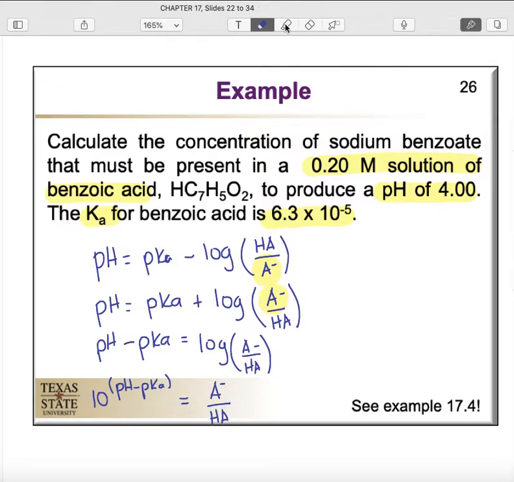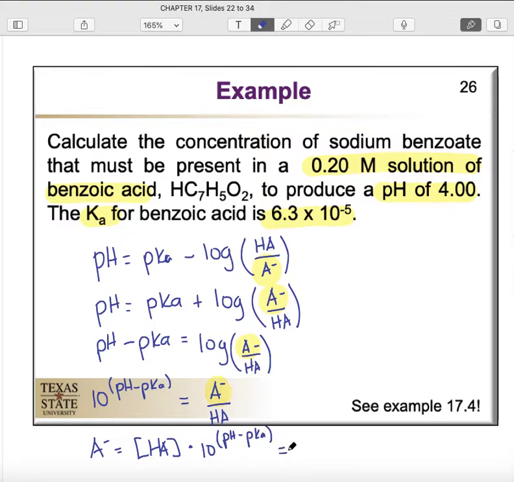Again, what I'm solving for is A minus. So the last step is to multiply both sides by the concentration of HA to get my A minus. So A minus is equal to the concentration of HA. Sorry that I dropped the brackets initially, but that's my HA times 10 to the pH minus pKa.